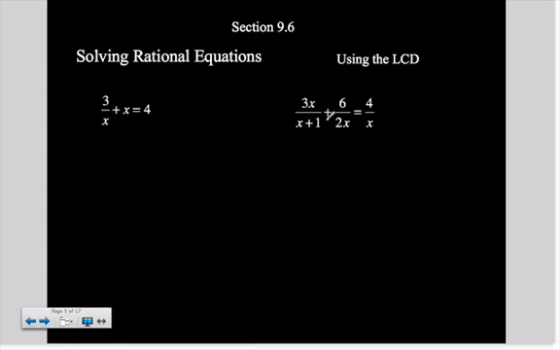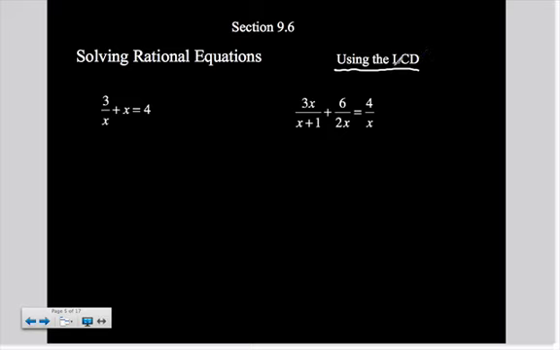And the method for solving this type of problem is multiplying both sides of the equation by the least common denominator. We're not going to create common denominators and do the addition. Instead, we're going to multiply by the least common denominator, because when you multiply both sides of an equation by the least common denominator, it eliminates all the fractions, simplifying the equation and allowing us to solve it.